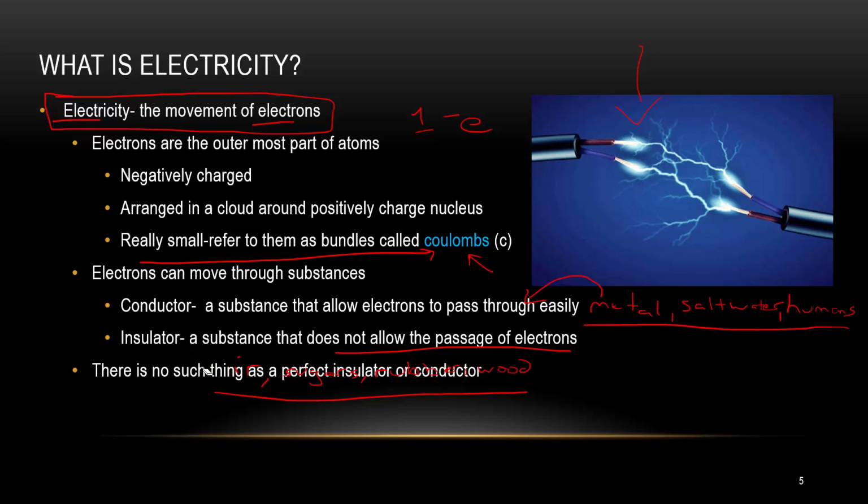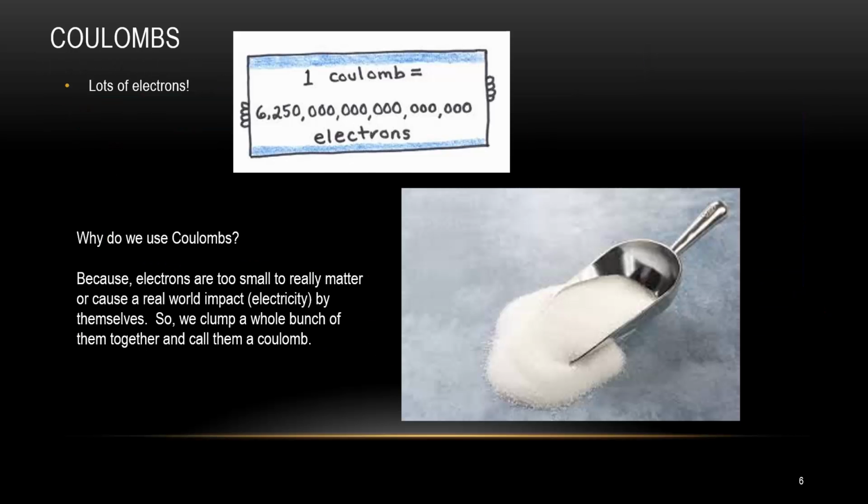There is no such thing as a perfect insulator or a perfect conductor. So no insulator is going to stop all of the electrons from passing through. And no piece of metal, regardless of what kind of metal it is, is going to allow all of the electrons to pass through.